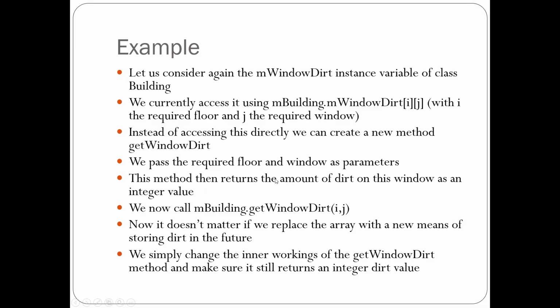So what we can then do is say, I want to get the value of window dirt on that floor, in that window, in that building, and it should return it to us. And it's a lot cleaner way of doing it, because we're using a public method in order to get it, rather than accessing the actual array itself.